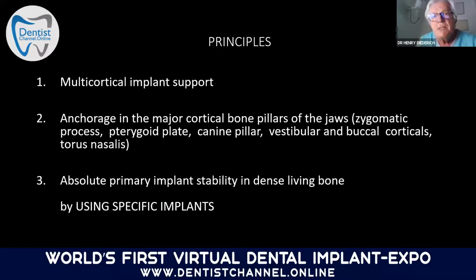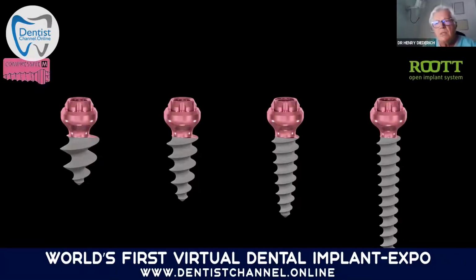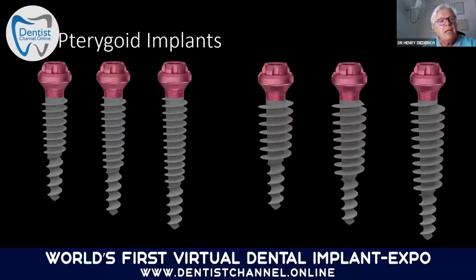So what are the principles of cortically fixed advance? We have a multicortical implant support. We have the anchorage in the major cortical bone pillars of the jaws: zygomatic process, pterygoid plate, canine pillar, vestibular and buccal corticals, and in the torus nasalis. And we have an absolute primary implant stability in dense living bone by using specific implants. Here you see one type of implants, and also, which is so important, are the pterygoid implants, because the pterygoid implants give us the anchorage in the cortical bone.